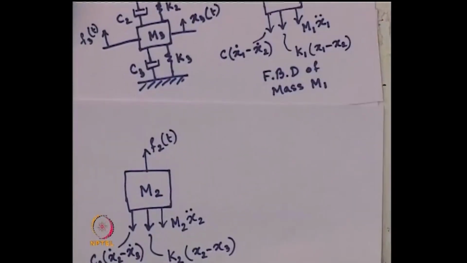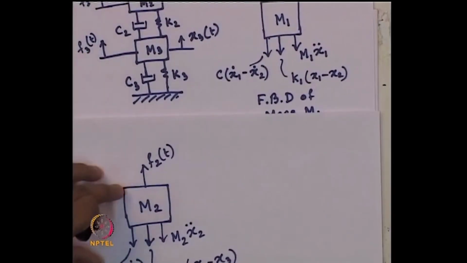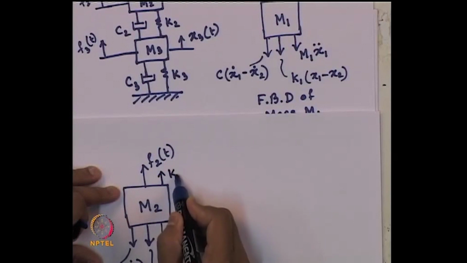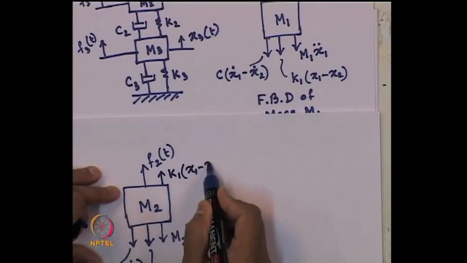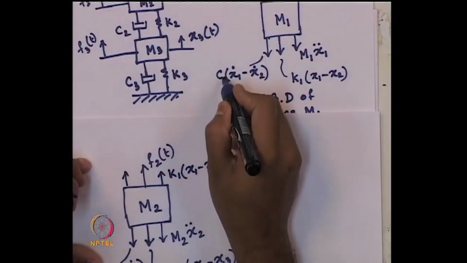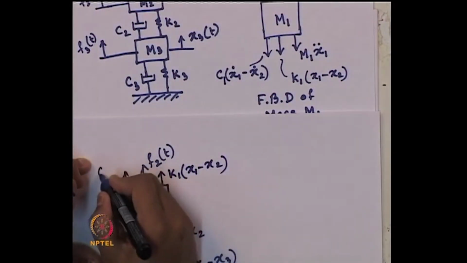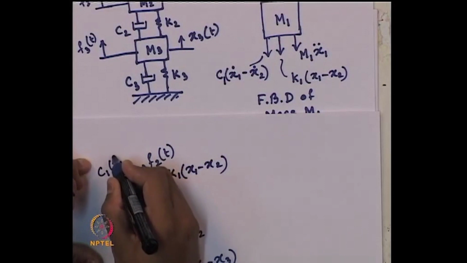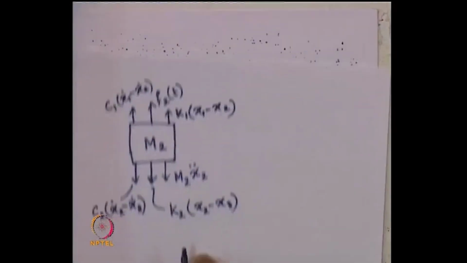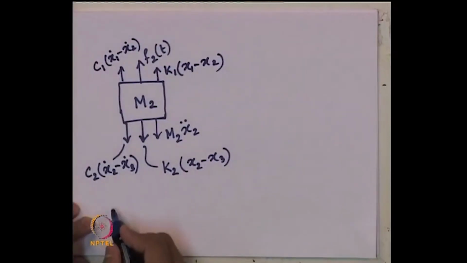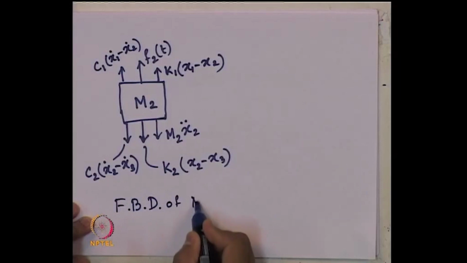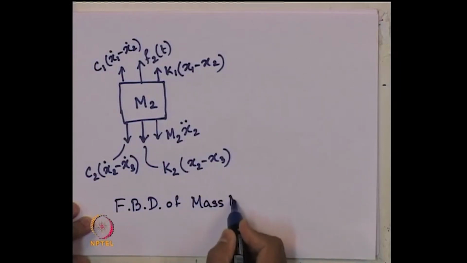Fine. So, what will act here? We will have this K1 times x1 minus x2 and this is C1. So, C1 times x1 dot minus x2 dot. So, this completes the free body diagram of mass m2.